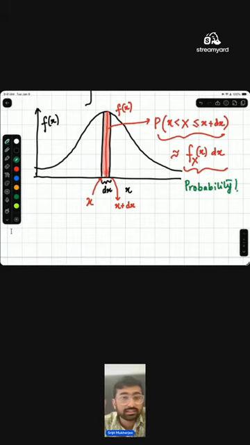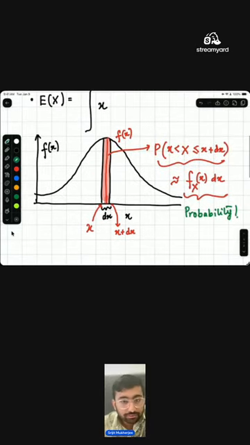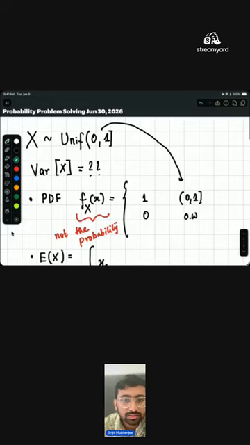Are you understanding, guys? Any questions out here? Did you understand? Whoever out here is present, any student out here from the beginning? Did you understand this? So f(x) dx is the probability of x lying between small x and small x plus dx. Okay. So this is the basic definition of density function.